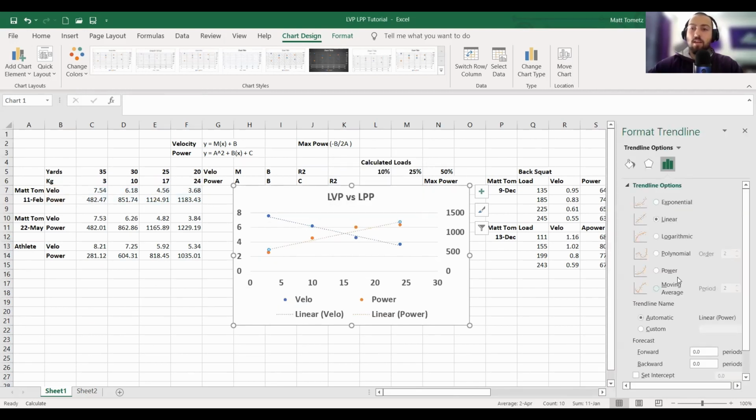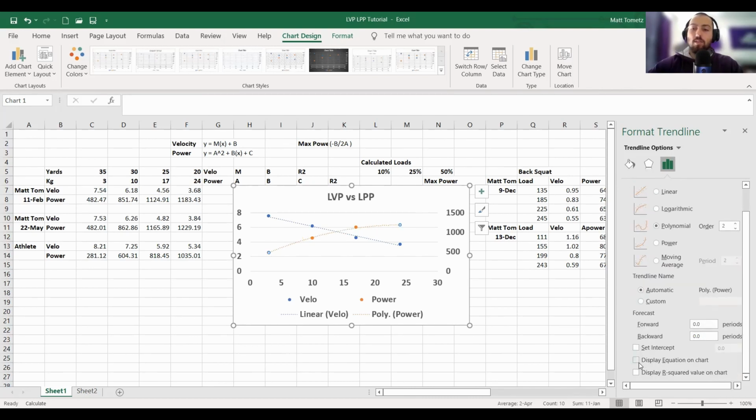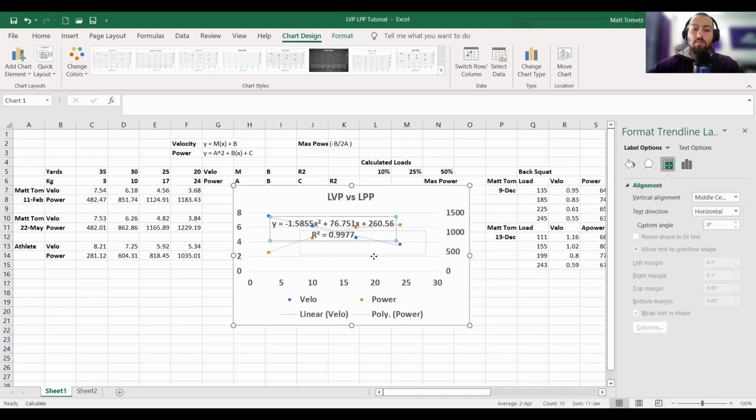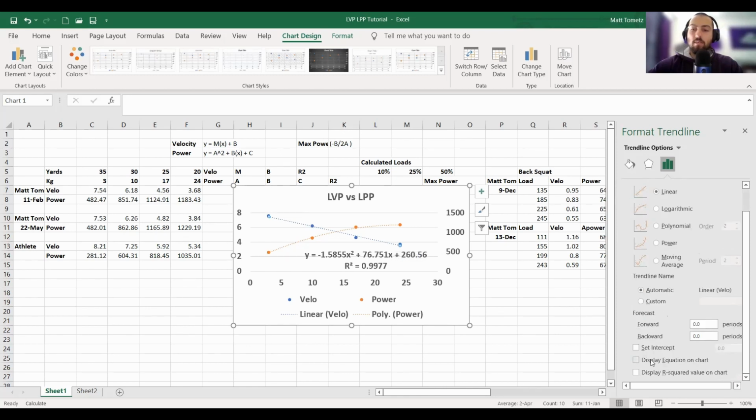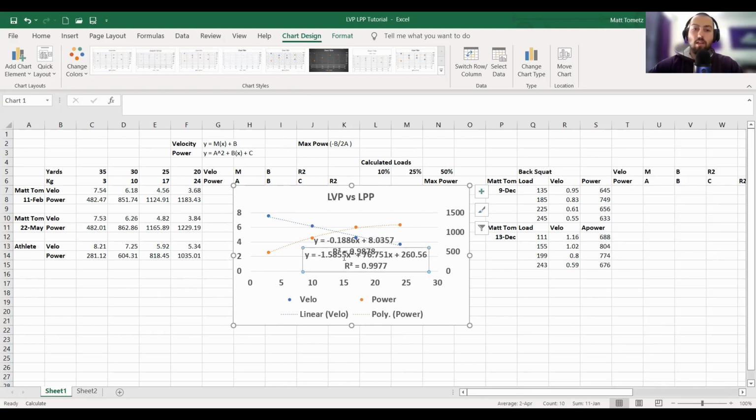So now this menu on the right will pop up, and hit second order polynomial. Boom, look at that. Scroll down, display equation on chart, display R squared value on chart. You can move that out of the way. And now if you click on the linear line, display equation, display R squared. Okay, we can get rid of that.